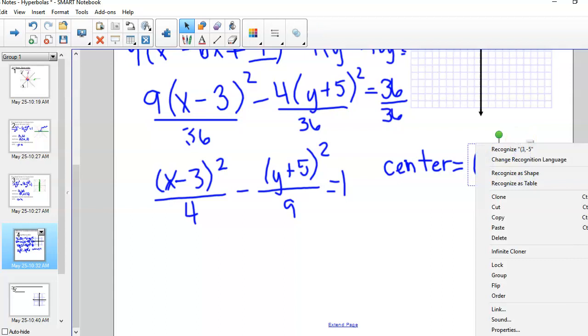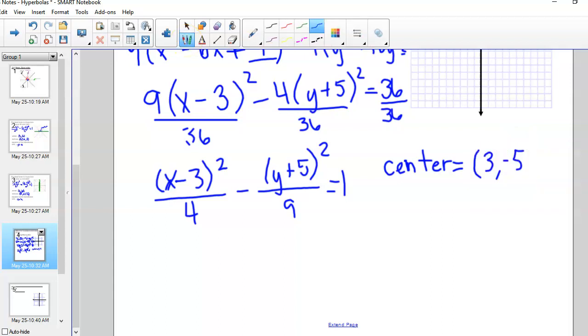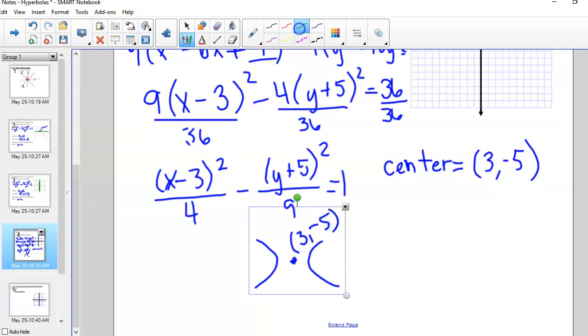And I always think it is helpful in this case to know which direction this graph is going to open. Since your x is positive here, this is going to open left and right. So if this point right here is 3, -5, we're going to have to go to the left and to the right to find the vertices, and we're going to go to the left and to the right the square root of 4, which is 2. So we're going to go to the left 2 units and to the right 2 units.